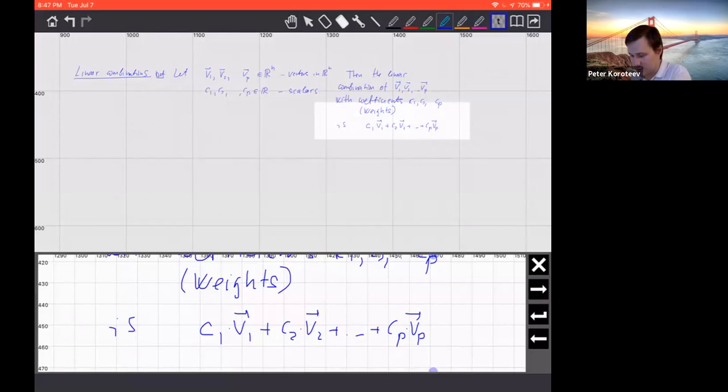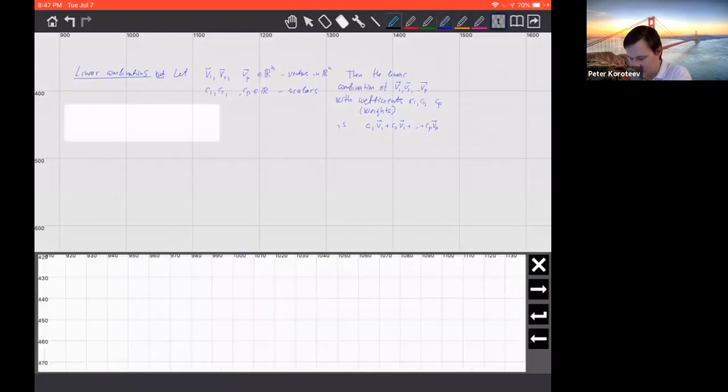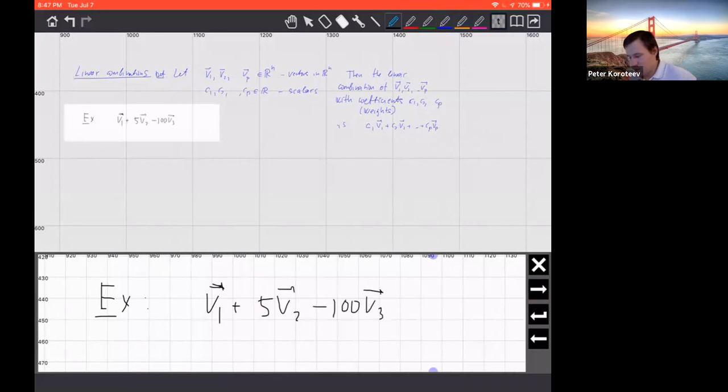Right, so examples. For example, v1 plus 5 v2 minus 100 v3. It's a linear combination of vectors v1, v2, v3 with coefficients or weights 1, 5, and minus 100. Okay.